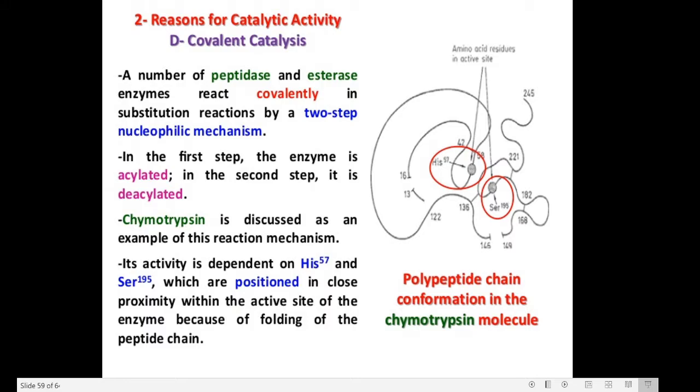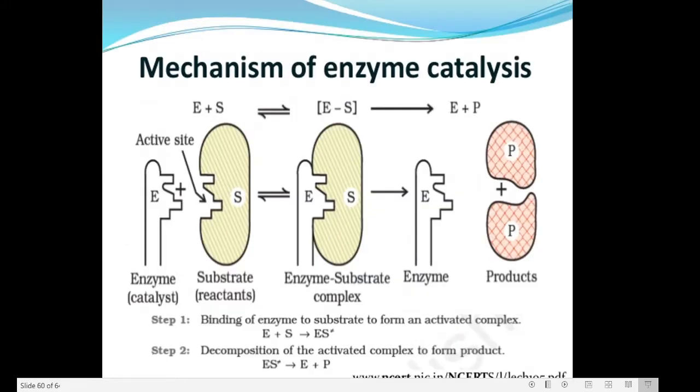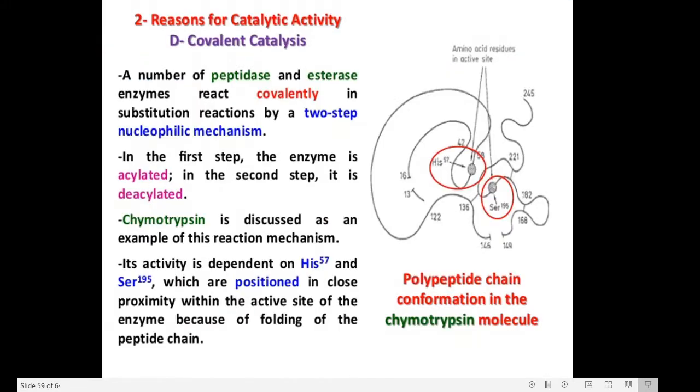It's a catalytic activity reaction of enzyme catalysis. This is a very important thing in this image. The activity of chymotrypsin depends on histidine 57 and serine 195 in this particular peptide chain, activation of the pathway. It's a two-step nucleophilic mechanism.